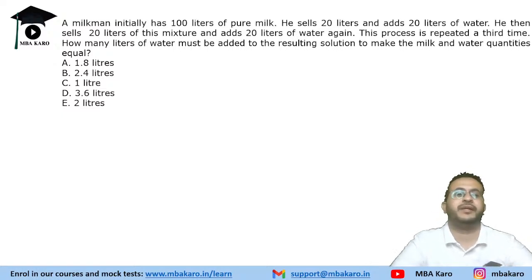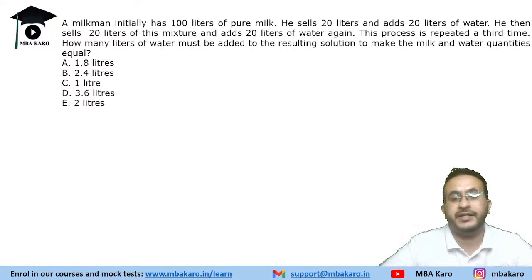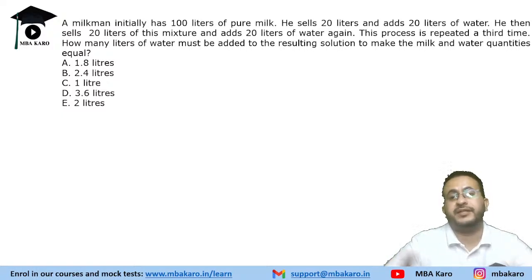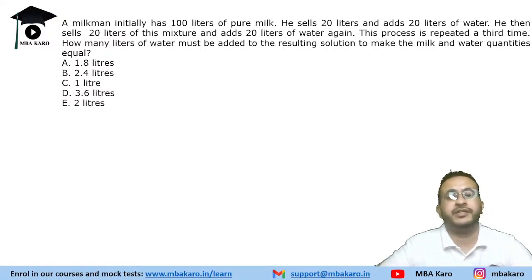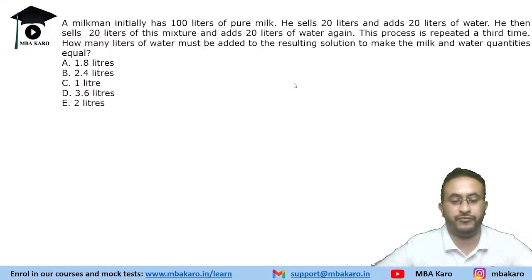Here's the next one. A milkman initially has 100 liters of pure milk. He sells 20 liters and adds 20 liters of water. He then sells 20 liters of this mixture and adds 20 liters of water again. This process is repeated a third time. How many liters of water must be added to the resulting solution to make the milk and water quantities equal? So allocation based question. Find the percentage of or quantity of milk and water and answer the question.